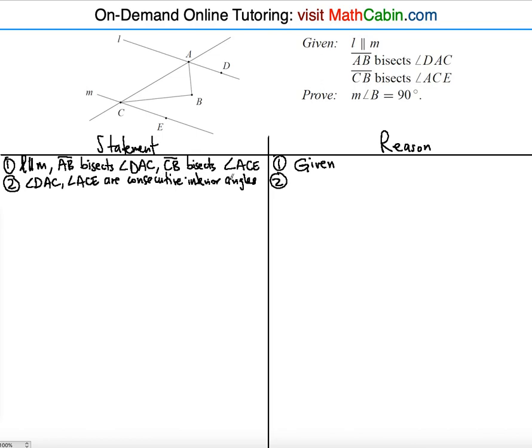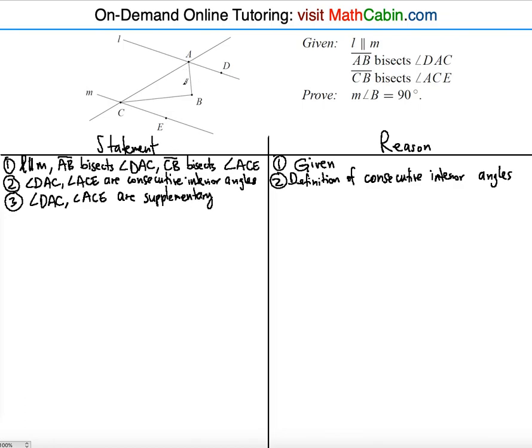And the reason for that is simply the definition of consecutive interior angles. Now the next statement follows that these two angles DAC and ACE are supplementary.